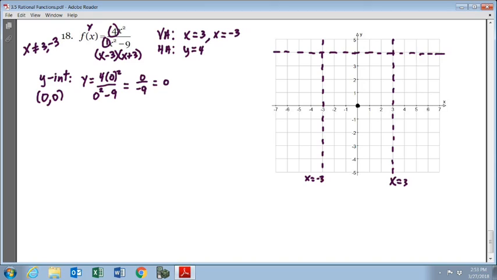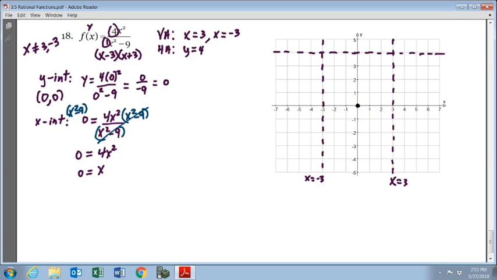So let's go ahead and see what we get when we let y be 0. So we're going to get 0 equals 4x squared over x squared minus 9. We'll multiply both sides by x squared minus 9 to clear the fractions. And when we do that, we're going to get 0 equals 4x squared. And 4 times some number is 0, that has to be 0. X is going to have to be 0 here. And so that is our one and only x-intercept.